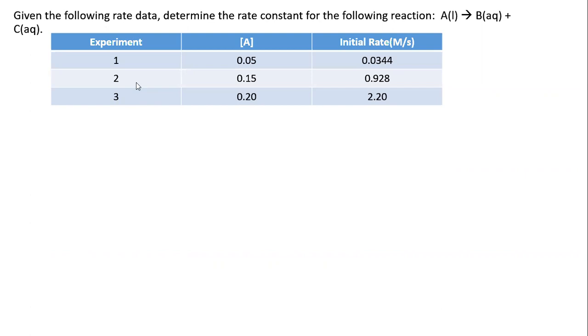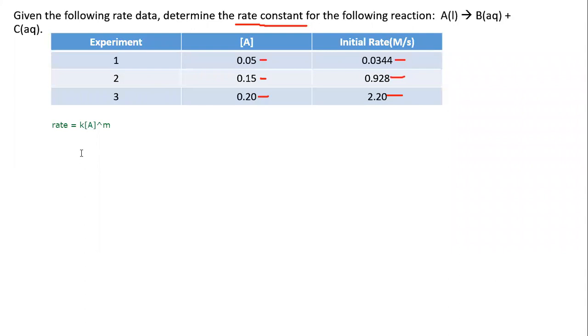So here we have this reaction where A goes to B, and it says, okay, for this reaction, we did 3 experiments. We changed the concentration of A and measured the rates. So we want to know what's the rate constant for this reaction. And remember, since it's one reactant, rate is K[A]^m.